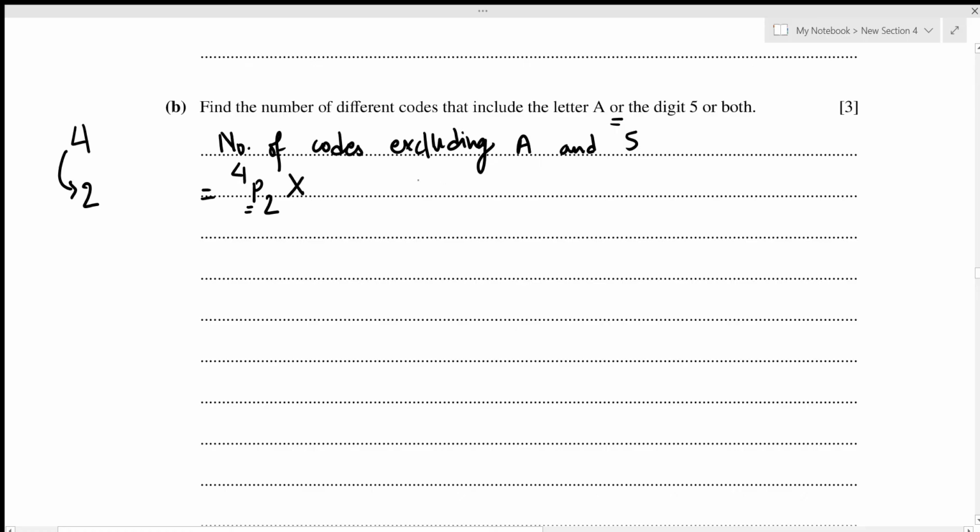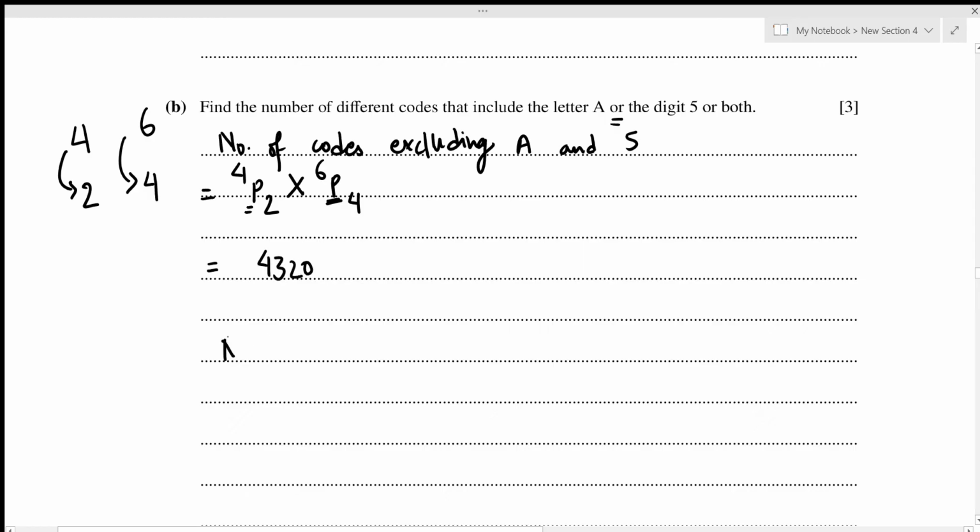Multiply, the second part would be that of the digits, and we need to choose 4 digits from the total option of 1, 2, 3, 4, 6, and 7. So that gives us the total option of 6, right? And we are to choose 4 digits from the possible 6 digits. So that's going to be 6P4. Again, we're using permutation because we're also considering the specific positions or the arrangements. So this gives us the total number of codes excluding A and 5 to be 4,320.